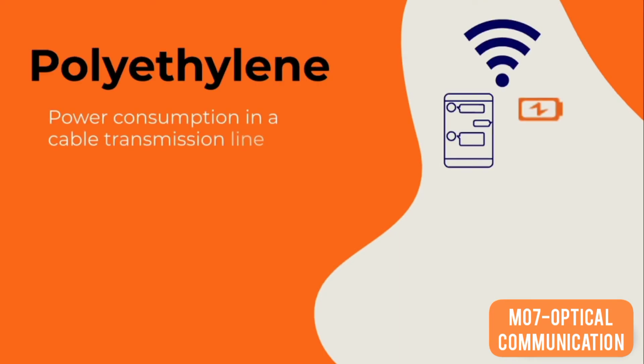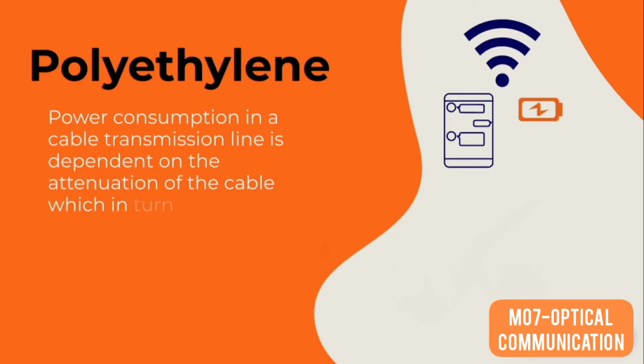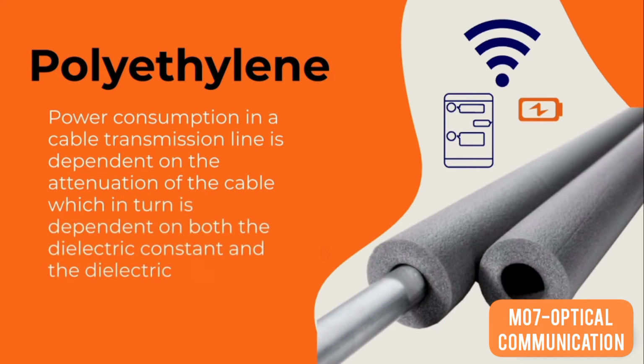Power consumption in a cable transmission line is dependent on the attenuation of the cable, which in turn is dependent on both the dielectric constant and the dielectric loss factor of the insulation.